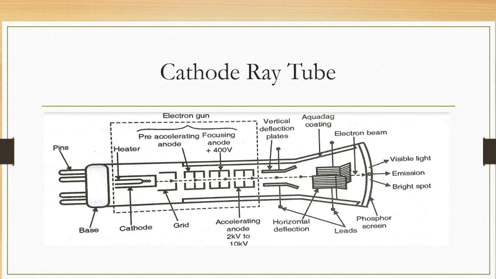Okay, so this problem of diversion of the electron beam is overcome with the help of an adjustable electrostatic field, which is offered by the pre-accelerating anode and the accelerating anode. Now what is the use of the focusing anode? Let's discuss. The focusing anode is placed in between the pre-accelerating anode and the accelerating anode.